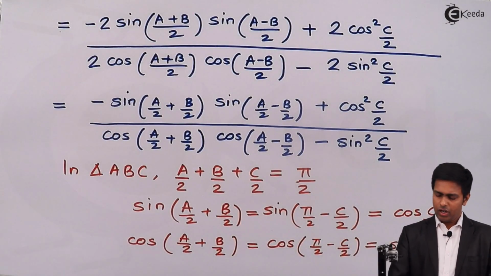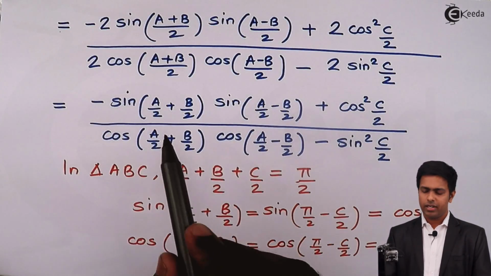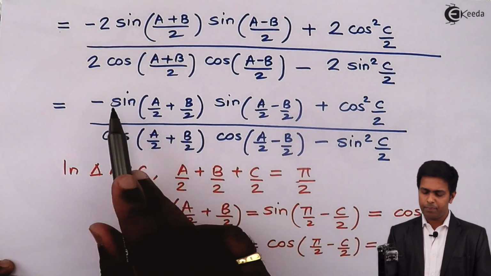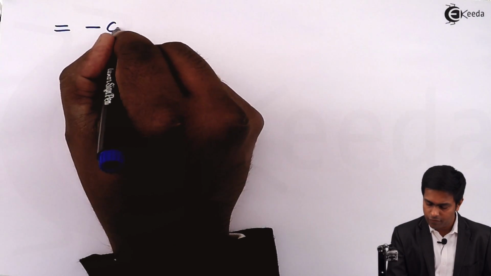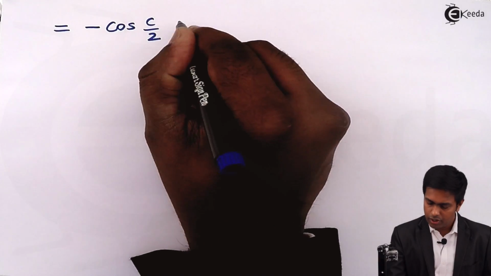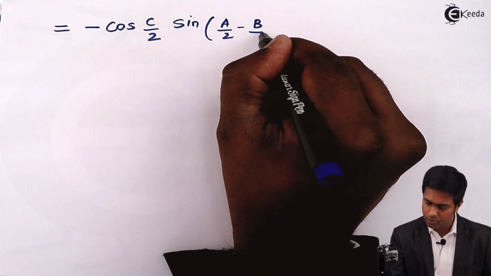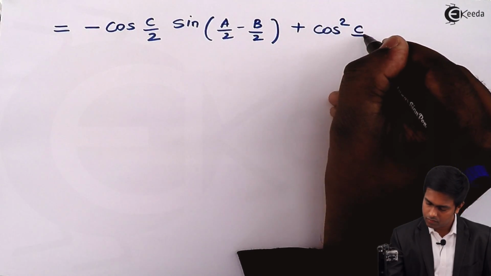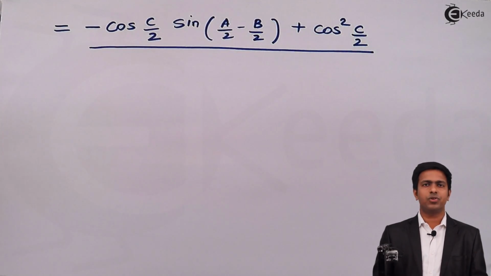So guys, we'll use this substitution and we'll substitute in the numerator as well as in the denominator. So this sine (A by 2 plus B by 2) is cos C by 2. So it is equal to minus of cos of C by 2 into sine of (A by 2 minus B by 2) plus cos square C by 2. Now let's come to the denominator.